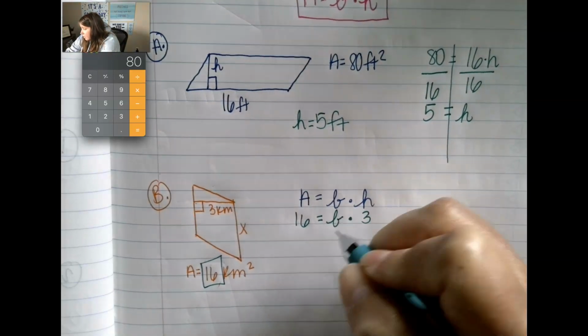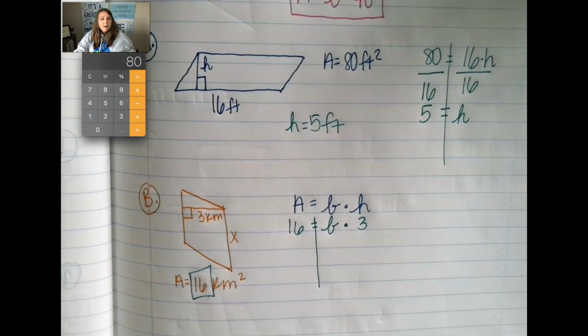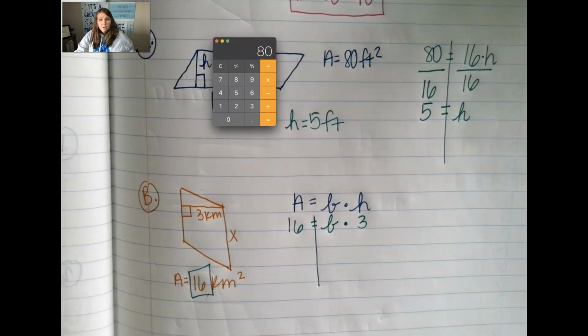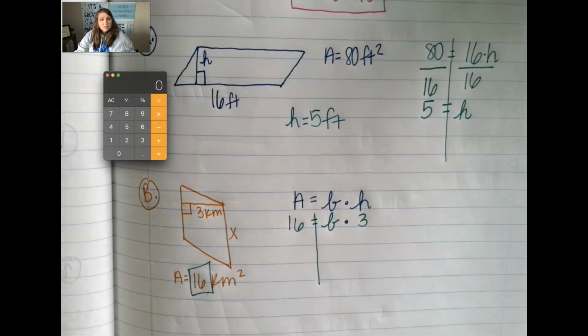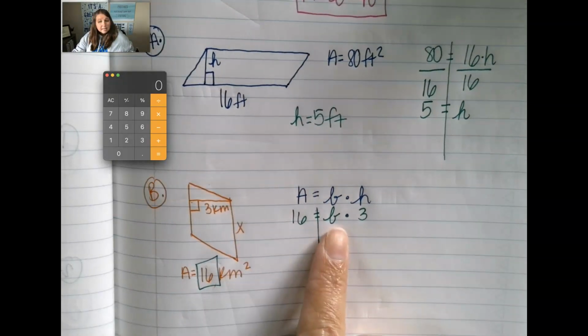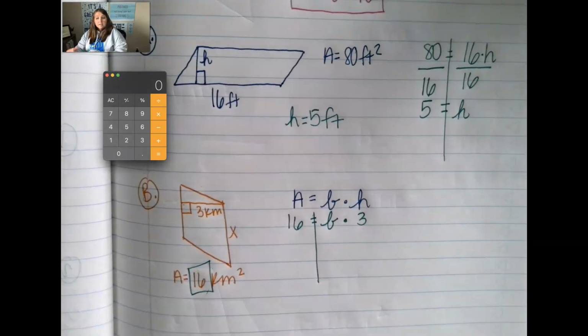I still don't know the base. However, I am ready to solve this by undoing with opposite operations. My job is to isolate this variable, and the variable is the base. I could have left it as x. They mean the exact same thing. So if this b is confusing you, just change it to an x since you're solving for x.